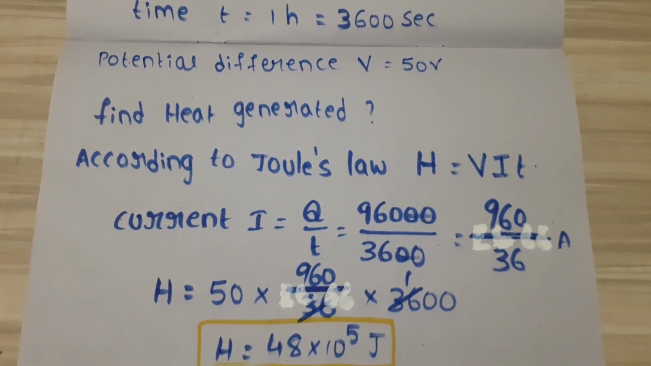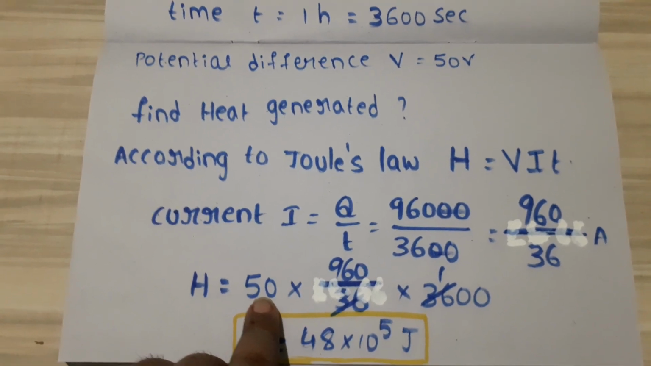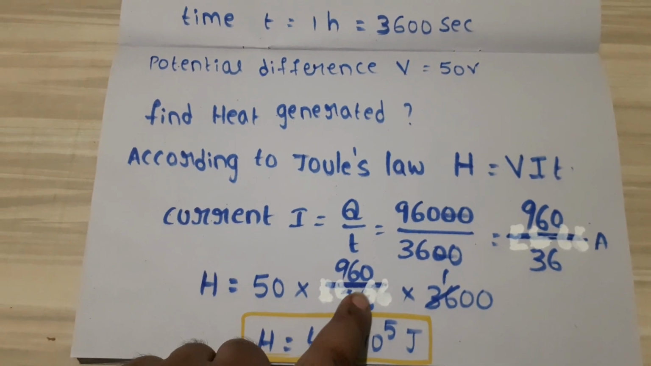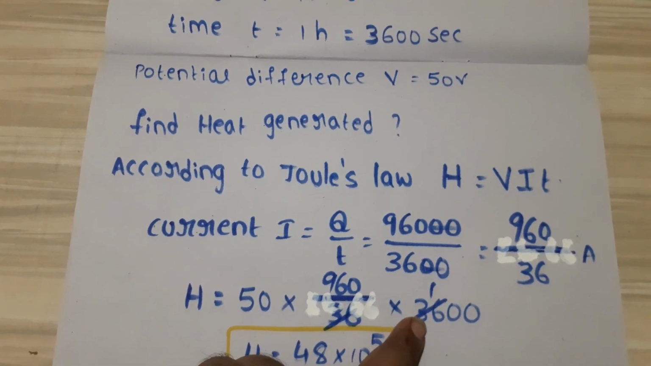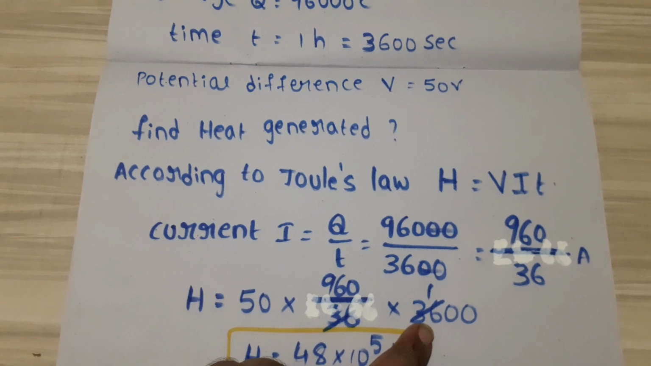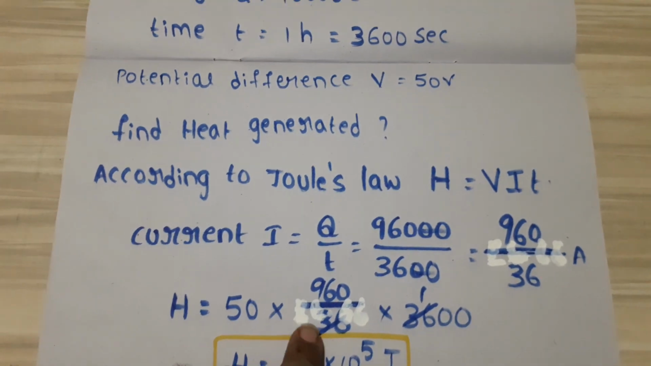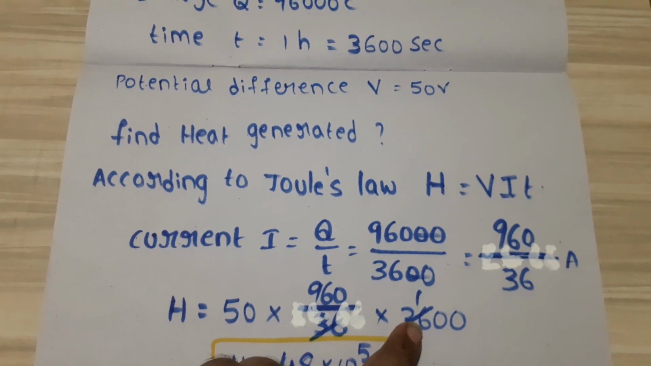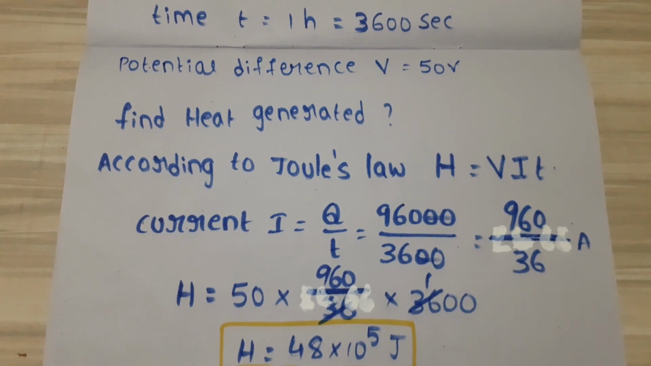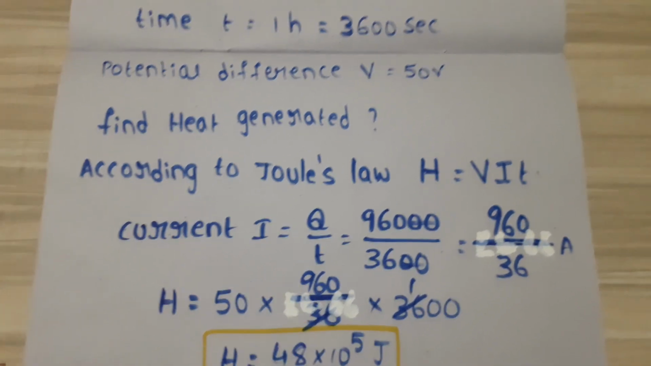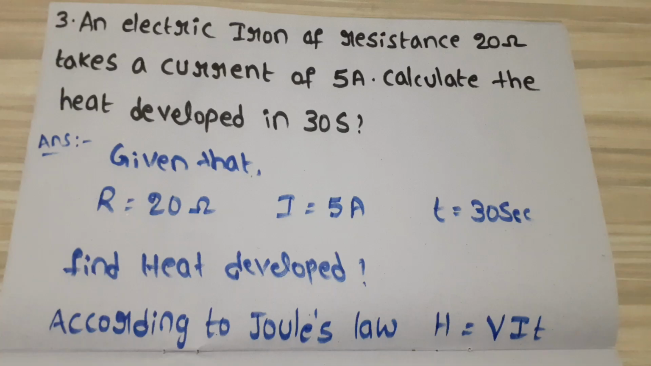Now we have to find the H value. H equal to VIT. V, the potential difference, is 50, I value is 960 by 36, into T, 3600 seconds. Here 36 cancels each other. So the total value is 48 into 10 to the power of 5 joule. That much heat is produced.